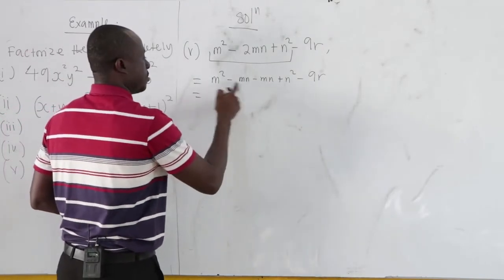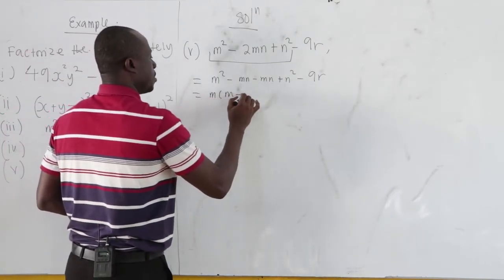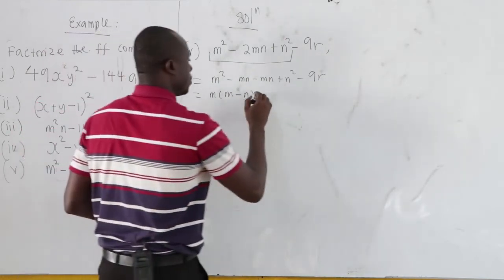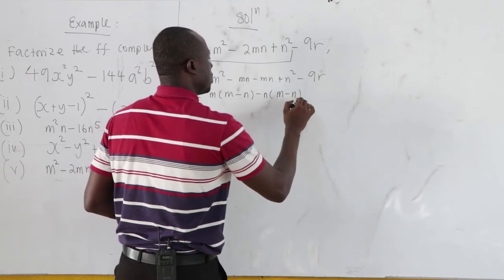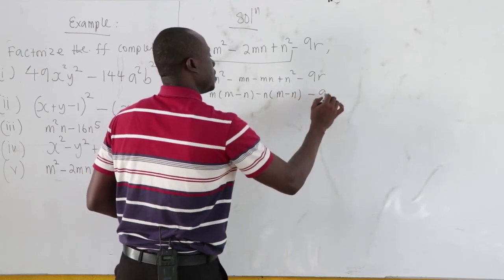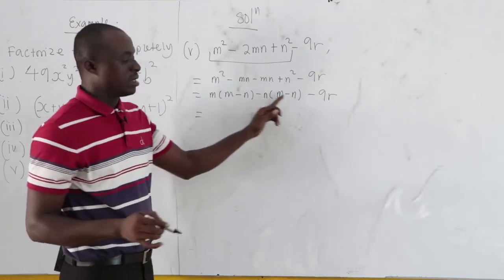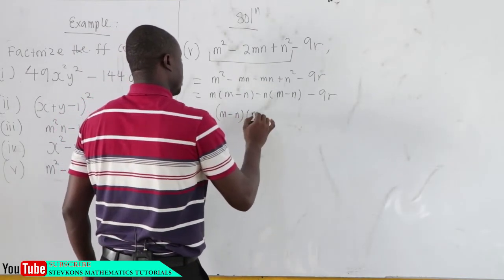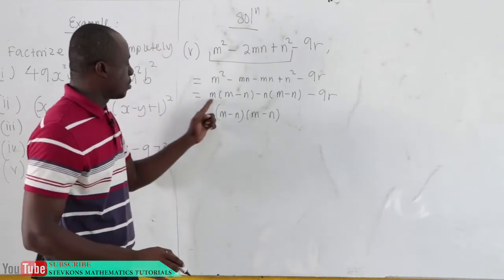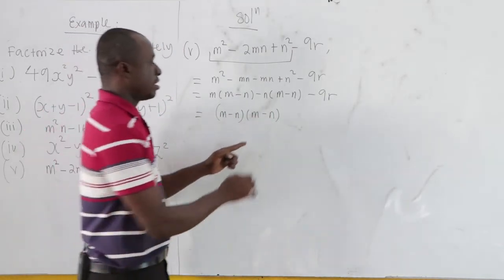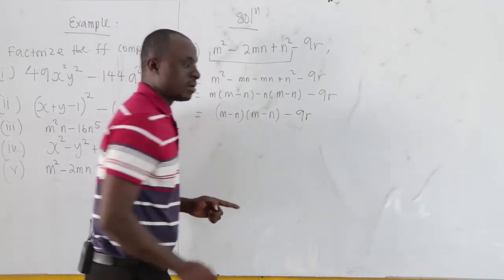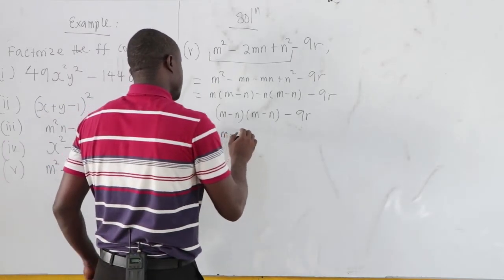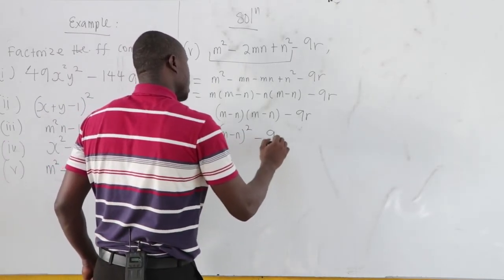Now, in this we have m common, so m minus n. And then in these two, we can see negative n common. We have m minus n minus 9r. Now, m minus n is common, so we factorize the m minus n out, and then we have m minus n. This and this are common, minus 9r. Now, m minus n times m minus n is m minus n all squared. So we have m minus n all squared minus 9r.